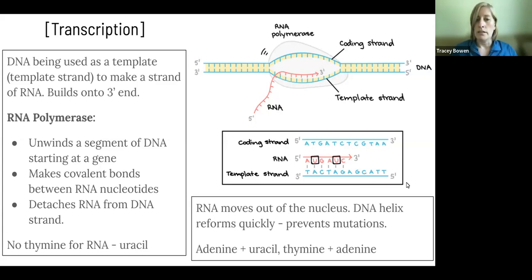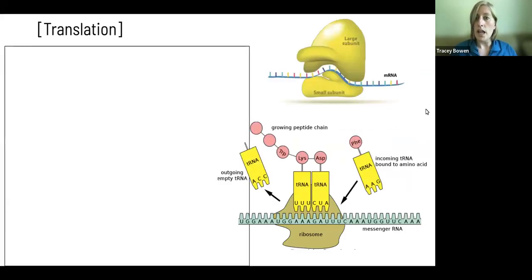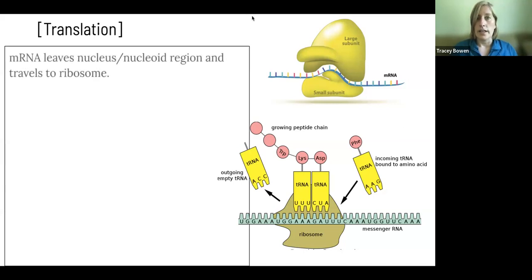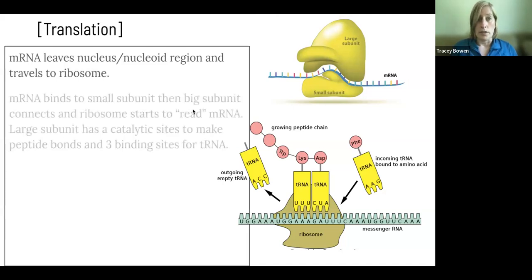And RNA is then going to move out of the nucleus once it's detached from the DNA, and DNA is going to reform its double helix quickly, so it's going to prevent mutations. And then once RNA is into the cytoplasm out of the nucleus, it's going to go through the process of translation. And so translation is where the RNA connects to the ribosome and it starts to make a protein.